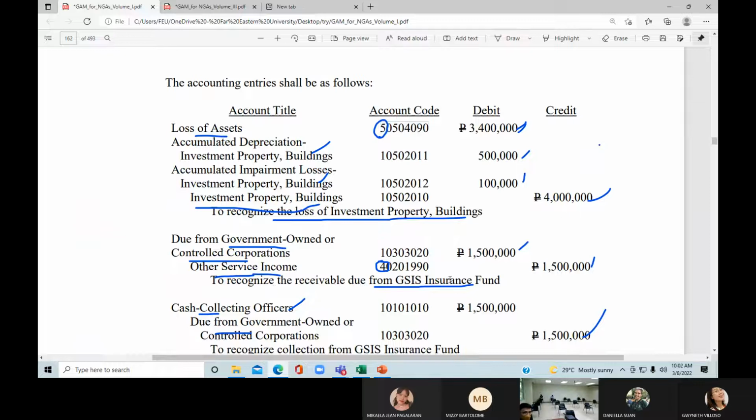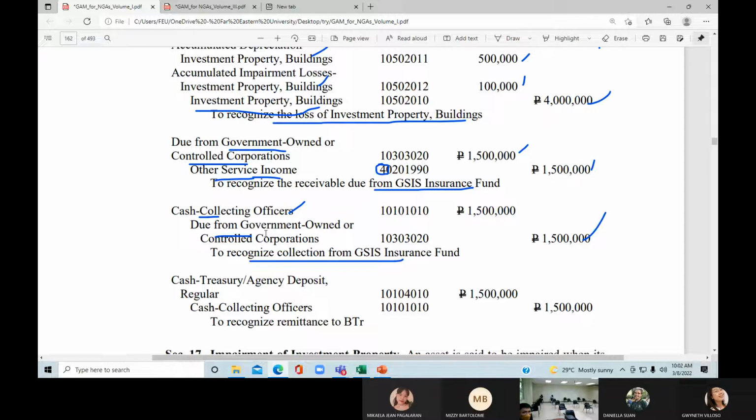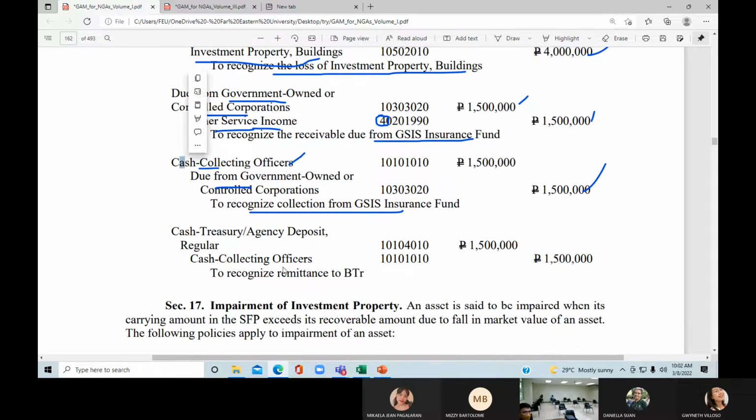Meron pa lang insurance o GSIS insurance fund. Debit due from government-owned or controlled corporations, 1,500,000. Credit, other service income, 1,500,000. Then, syempre, mako-collect yung due from na yan. Debit cash, collecting officer. Credit, due from GOCC, 1,500,000. Syempre, may collection, remit sa treasury. Debit cash, treasury agency deposit regular. Credit cash, collecting officers.